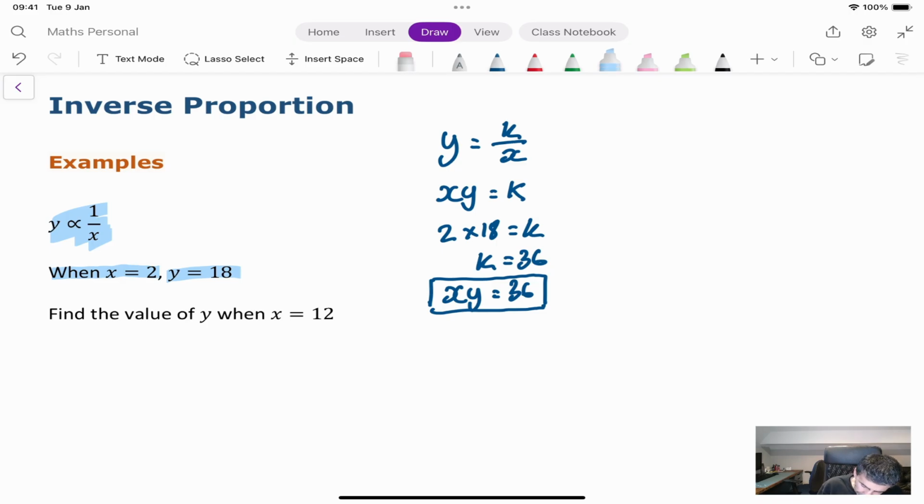Okay, so for the last part of this question, I'm being asked to find the value of y when x is equal to 12. So if I substitute the x is equal to 12 into here, that's going to tell me that 12 times y, or 12y, is equal to 36. And I can solve this equation because I can divide both sides by 12, and that's going to tell me that y is equal to 3. So the value of y when x is 12 is 3. That's the value that we were looking for.